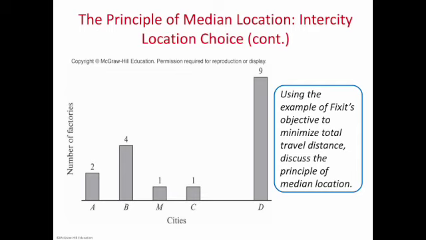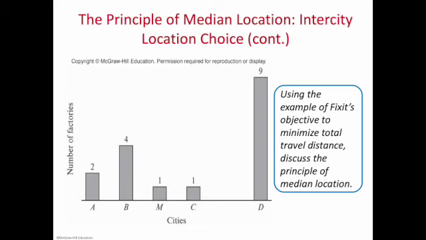There are 2 factories in city A, 8 factories in city B, 1 factory in city M, 1 factory in city C, and 9 factories in city D. Cities A, B, M, and C are 20 miles apart, and city D is 100 miles from city C. Fixit will minimize the total travel distance by locating in city M, the median location. City M is the median because there are 10 customers to the west, in cities A and B, and 10 customers to the east, in cities C and D.